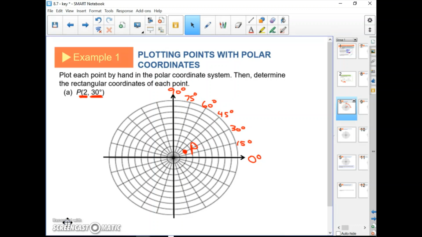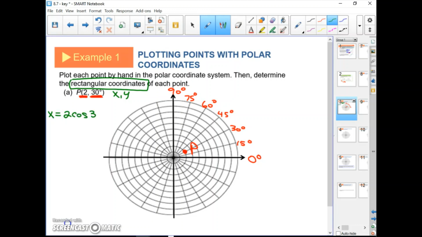But then notice it says to determine the rectangular coordinates. Anytime they say that, they're talking about x and y. And we know how to do this because we've done it the last couple of sections. If I want to find the x part, I'll take 2 cosine 30 degrees. So use the chart. Cosine 30 is what? Square root of 3 over 2. Good. So we have 2 times square root of 3 over 2 is just square root of 3.